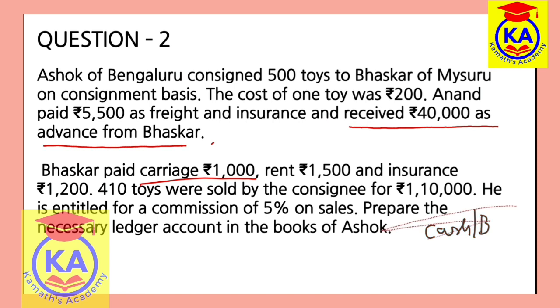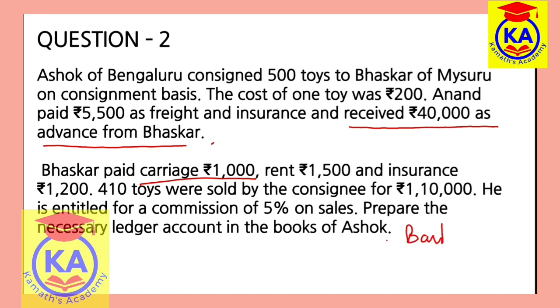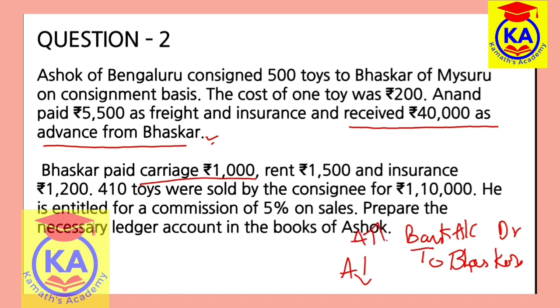Wait a second. Let's consider bank only. Bank account debit to Bhaskar's account, right? Bhaskar is our asset. Asset decreases, credit. Bank is our asset. Asset increases, debit. So the entry will be bank account debit to Bhaskar's account.